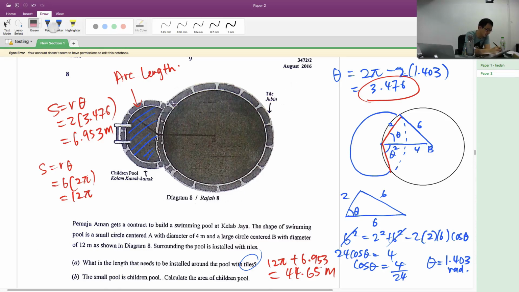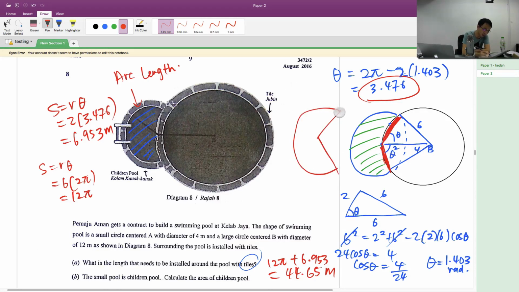If I draw like this, so in order to get the shaded area here, let me use green color. I will use the whole sector minus 2 segments here. Do you see the segment here? So you will use the whole sector, which is like this. But then the pool here, this is circle. So you have to minus out 2 segments here. Then only you can get the curve area. Alright, this is the idea.